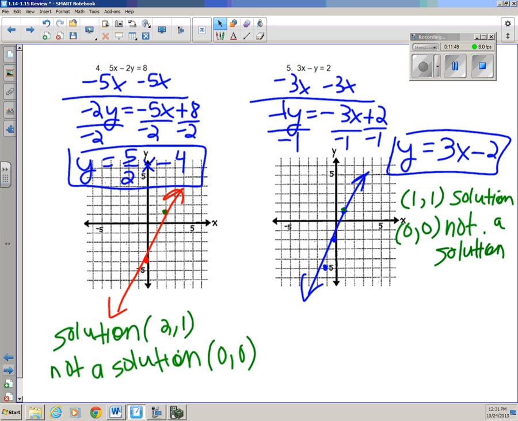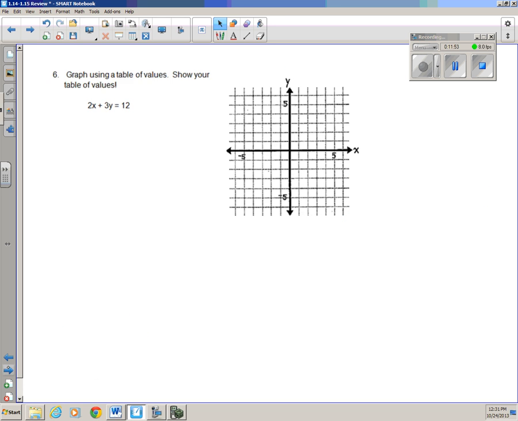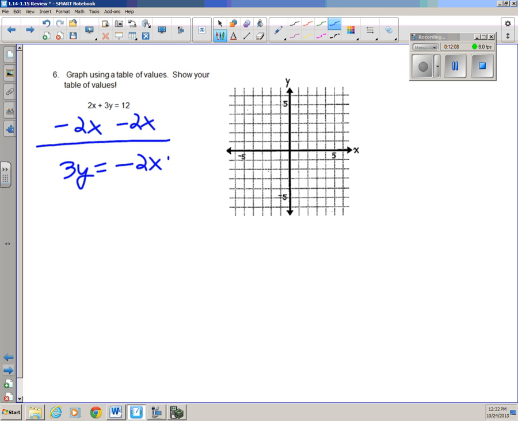Let's see what's next. Graph using a table of values. We don't actually have to get into y equals first. It depends if you want to use your graphing calculator or not. I'd like to use the graphing calculator. So I'm going to get into y equals: minus 2x, 3y equals negative 2x plus 12, divide by 3, y equals negative 2/3 x plus 4.